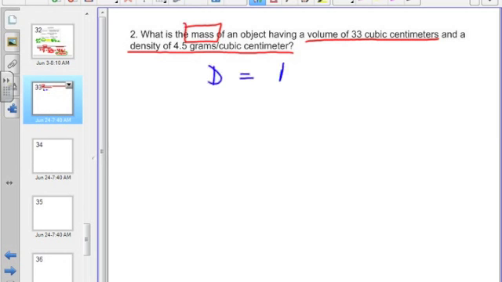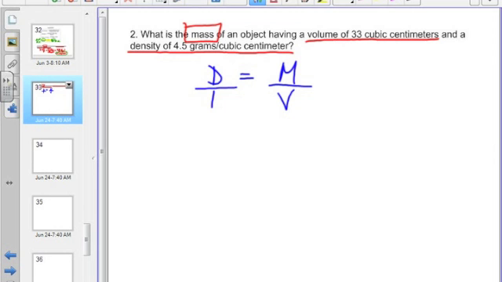Density equals mass divided by volume. Rather than start to play around with a lot of algebra in my head, I'm going to set this up as a ratio. Because remember, any number over 1 is itself. So I could put that density over 1, and I haven't changed anything. But I now set it up in a way that I can plug in my known values, still have one unknown, do some cross multiply and divide to come up with my answer.